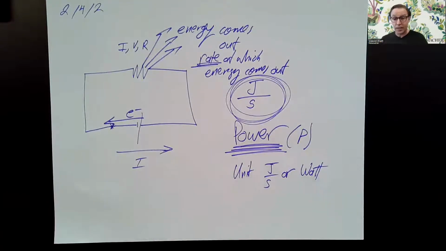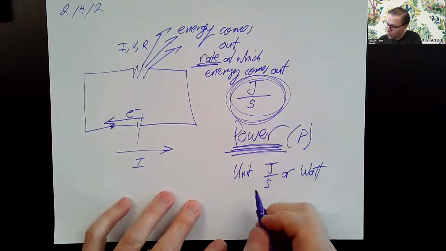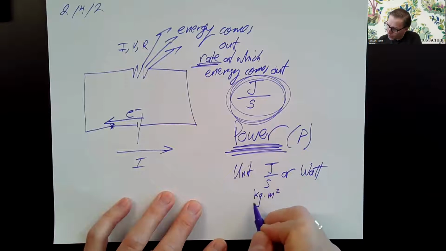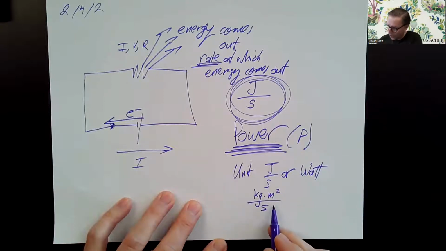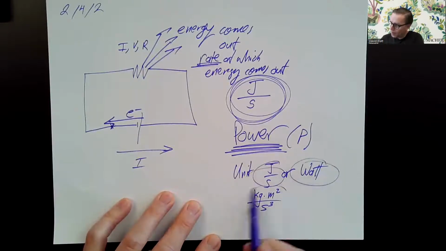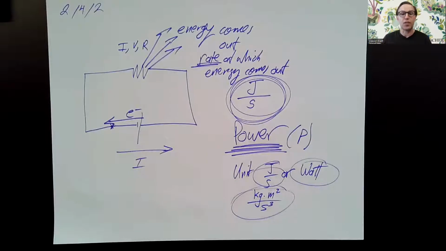What is it really in terms of our base units? Well, a joule, you might remember, is a kilogram times meter squared over seconds squared. And then when I divide that by seconds, it's seconds cubed. So joules per second, or watt, or kilograms times meters squared per second cubed. All of those are units for power. So there you go.